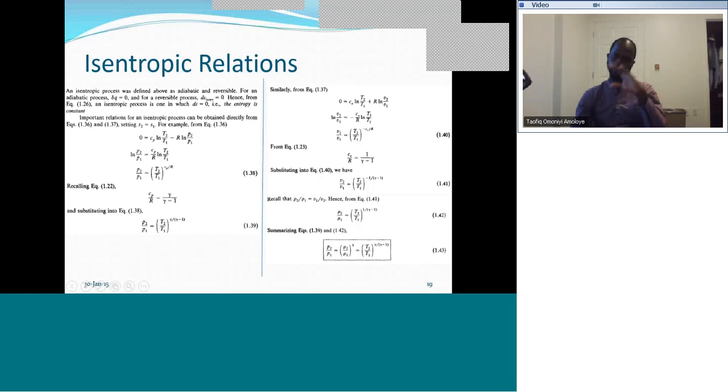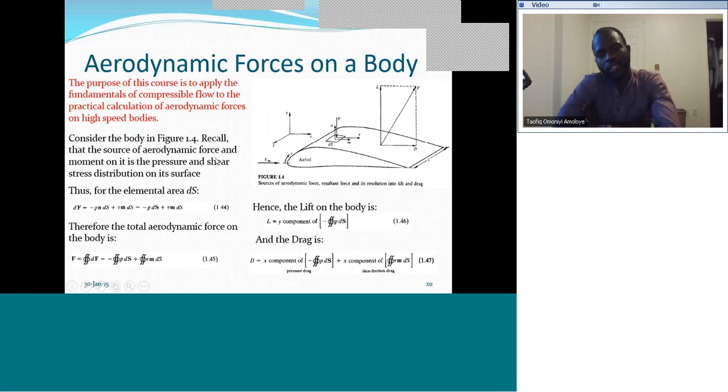So we go on to recall that the aerodynamic forces on a body are due to two sources: the pressure distribution on the body, and the shear stress distribution on the body. We therefore note that an integration of the pressure distribution and the shear stress distribution over the body surface gives us the aerodynamic force on the body. And once we have the aerodynamic force on the body, we can resolve it into the component perpendicular to the free stream, that is the lift, and the component parallel to the free stream, that is the drag.